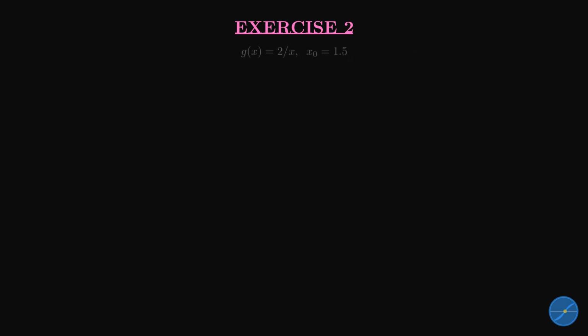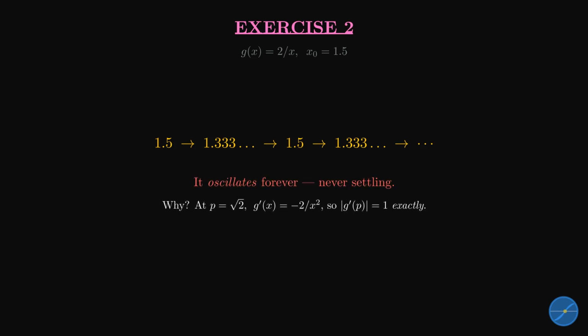Watch: 1.5 goes to 1.333, which goes back to 1.5, then 1.333 again, forever. It oscillates and never settles. Why? At p equal to the square root of 2, g prime of x is equal to minus 2 over x squared. So absolute g prime of p equals exactly 1, the boundary case, neither converging nor diverging.